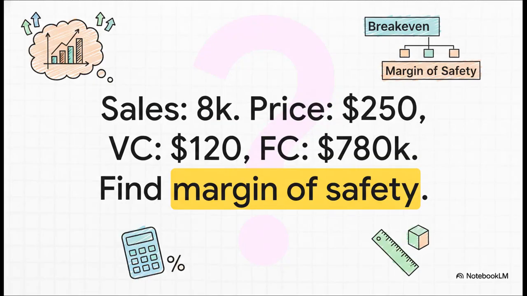All right, let's do another practice problem to make sure this is sinking in. Now, this one is a two-parter. First, you've got to calculate the break-even point using the formula from the last section. Then, use that number to find the margin of safety, both in units and as a percentage. Go ahead and hit pause and work it out.